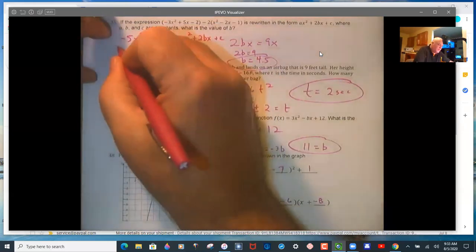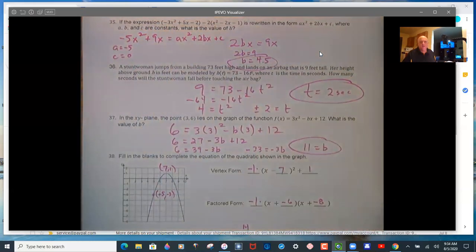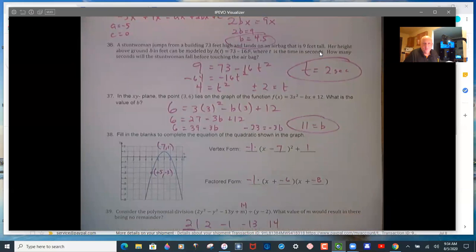So those are two others. So a is negative 5 and c is 0, depending on what the question would be. 36. Okay, set them equal. Take everything to one side and solve for t. Okay, or how many seconds will the stuntman fall before touching the airbag? So the 9, when will you be at a height of 9?